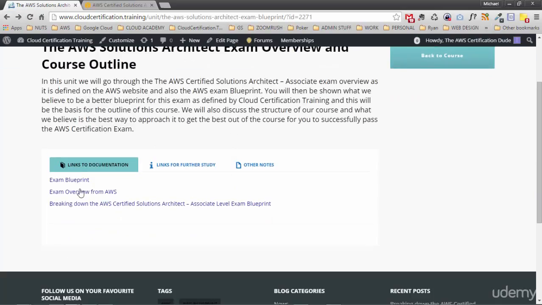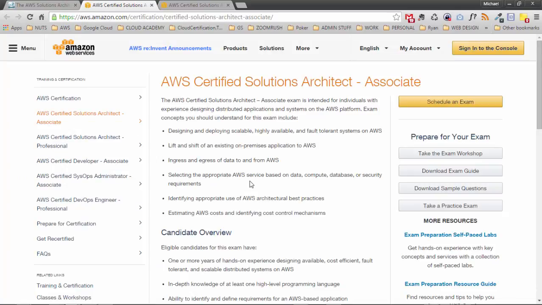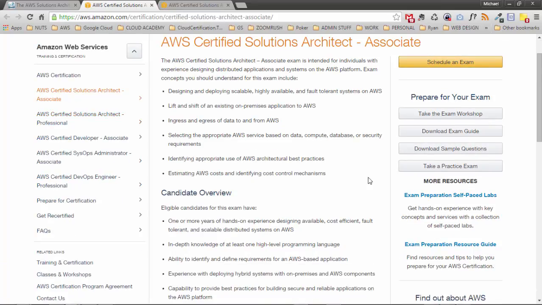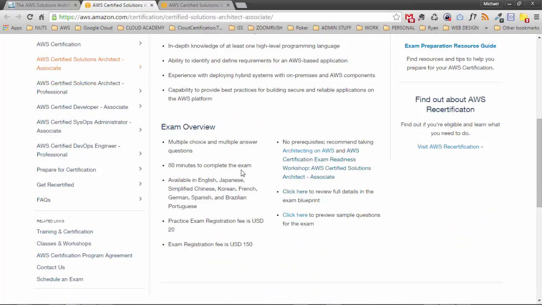Also on this page there is a link to the exam overview, also on the AWS website, and it is a little bit easier to follow than the blueprint. Just gives you an overview of who should be taking it, or the sort of person that should be thinking about this exam. Candidate overview, exam overview, how long it takes, multiple choice, how much it's going to cost you.